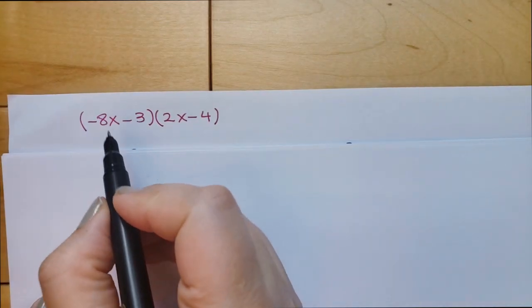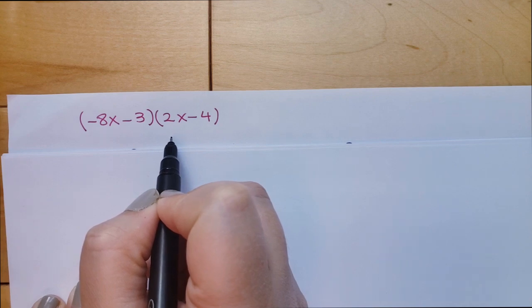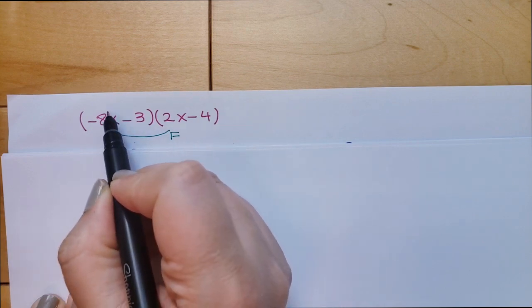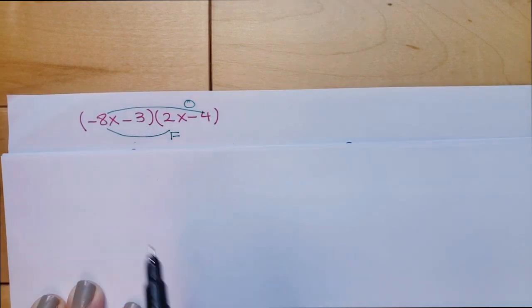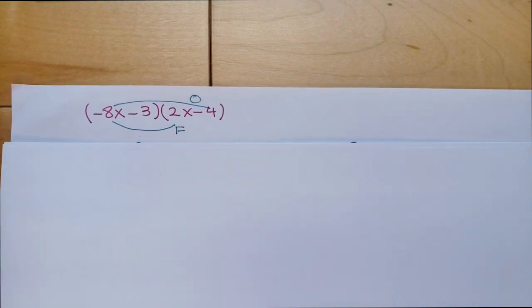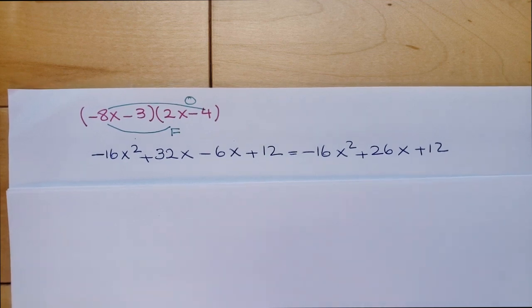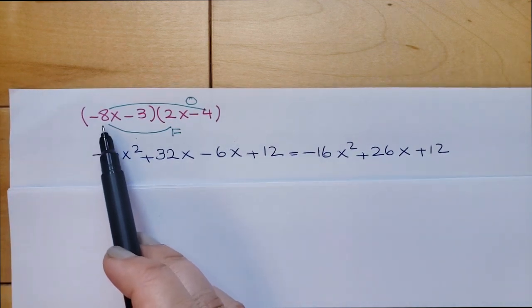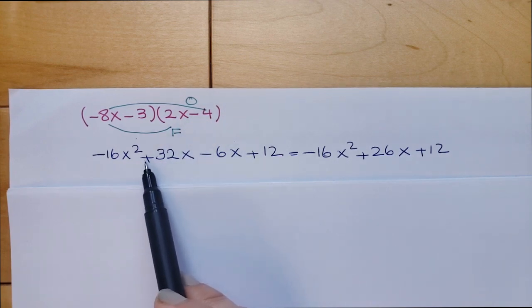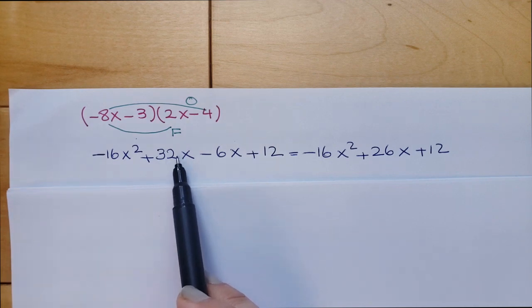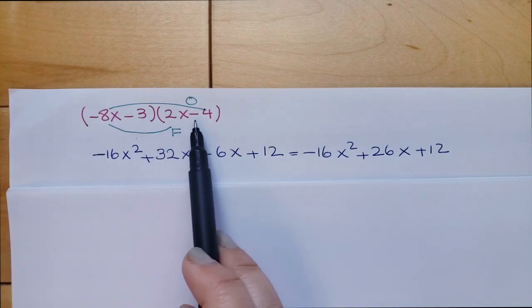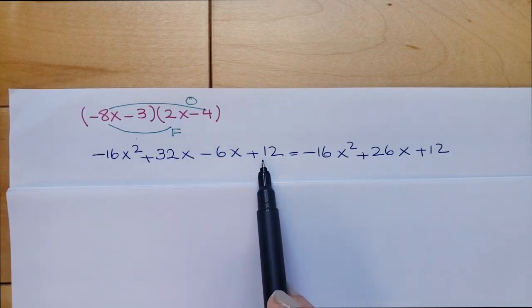Okay, another example, again two brackets, each one is a binomial. We follow the FOIL rule. The first one, F. So negative 8x times 2x, it will turn into negative 16x squared, okay? The other term would be negative 8x times negative 4. Because both of them are negative, it will change into positive 32x. The other one is negative 3 times 2x, negative 6x, negative 3 times negative 4. Both of them are negative, so it changes into positive.